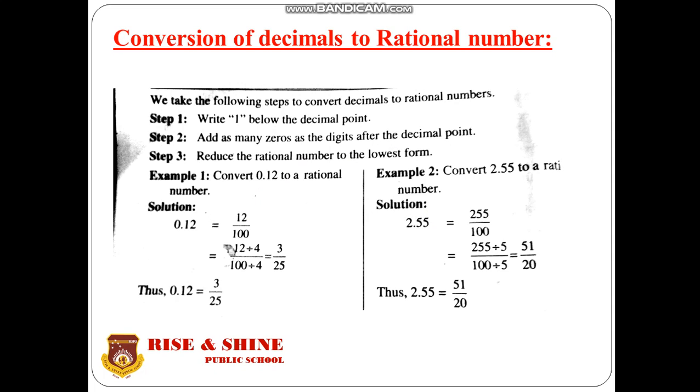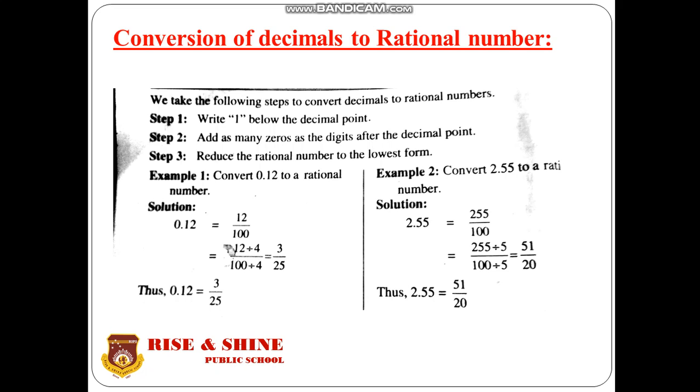Conversion of decimals to rational numbers. How can we convert a decimal into a rational number? So here we have 3 steps. Step number 1 is write 1 below the decimal point. Step number 2 is add as many zeros as the digits after the decimal point.